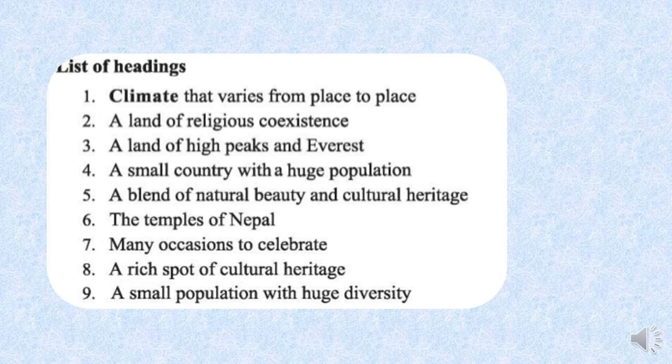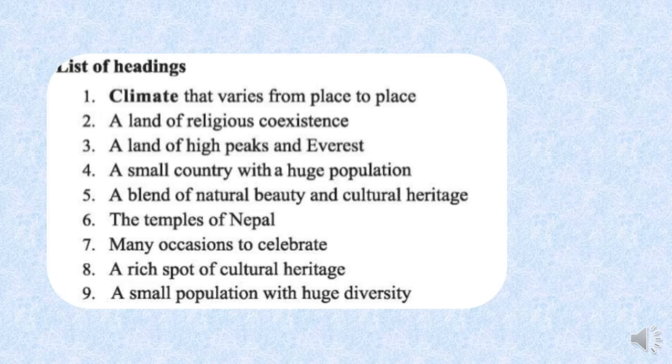Number 7, many occasions to celebrate. Number 8, a rich spot of cultural heritage. Number 9, a small population with huge diversity. So these 9 are the headings that are given in the list. Now we have to go through the paragraphs once again, and we have to choose the headings for those 6 paragraphs that we have read in our text.